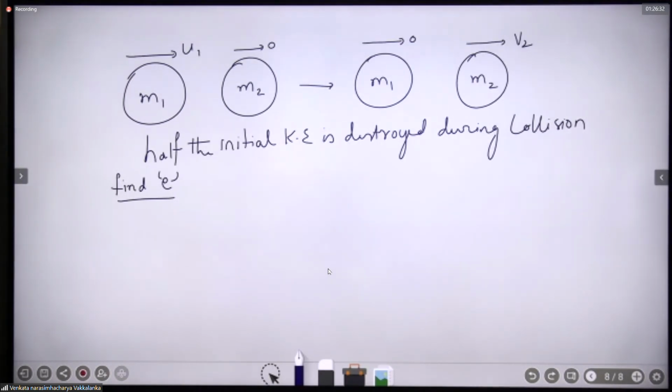Sir, answer sent. Answer is correct. Somebody is writing root M1 by M2 and all that. No, you need an answer between 0 and 1.